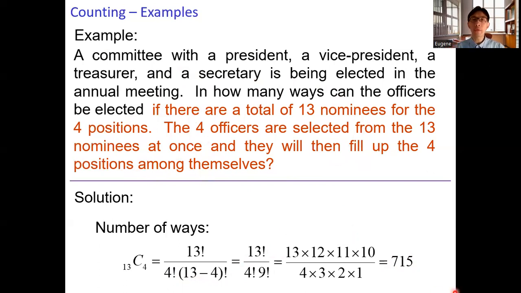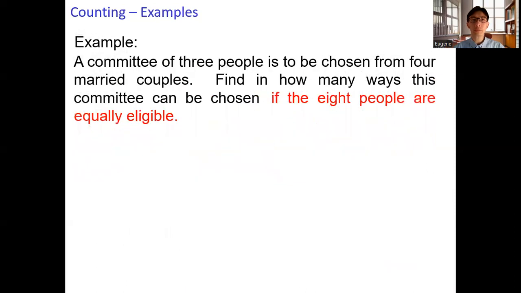All right, so let's move on to another example. A committee of 3 people is to be chosen from 4 married couples. Find in how many ways this committee can be chosen if the 8 people are equally eligible.